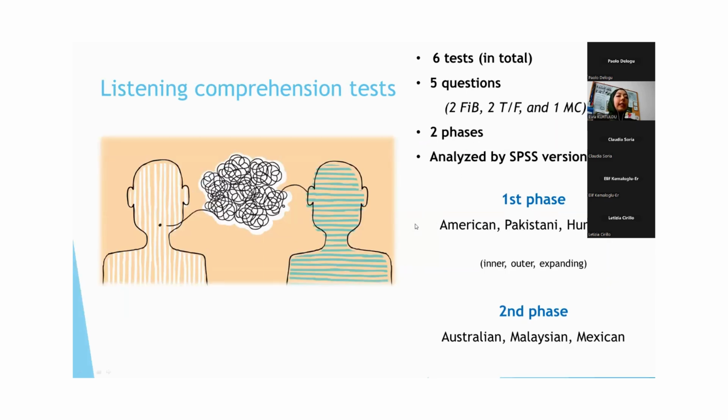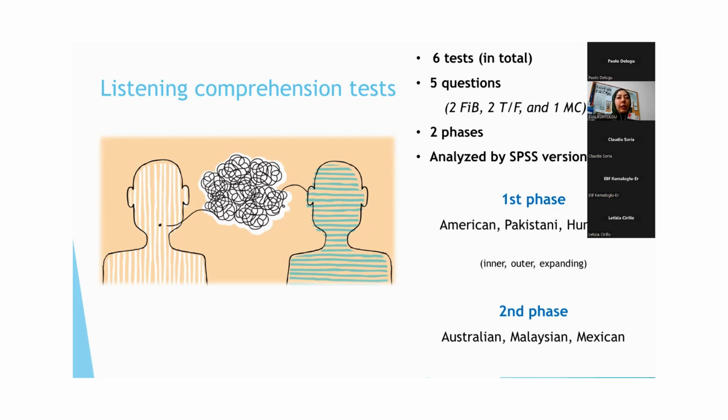Yes, I had 6 tests in total because I had 6 accents. For each accent, I had a test, and each test had 5 questions: 2 fill in the blanks questions, 2 true/false questions, and 1 multiple choice question. And I can say that it had 2 phases.